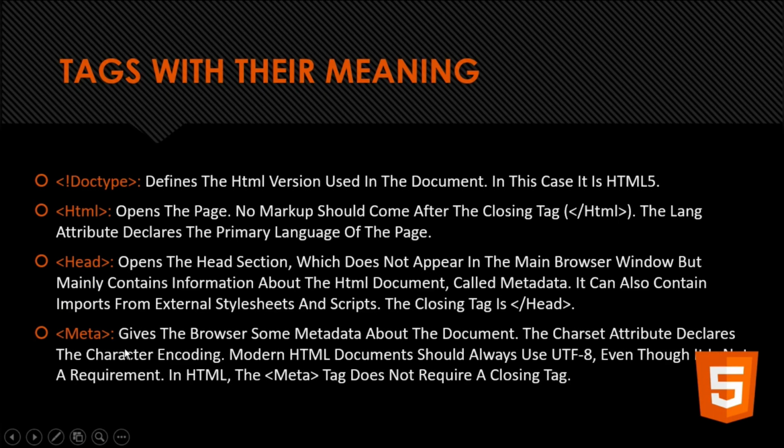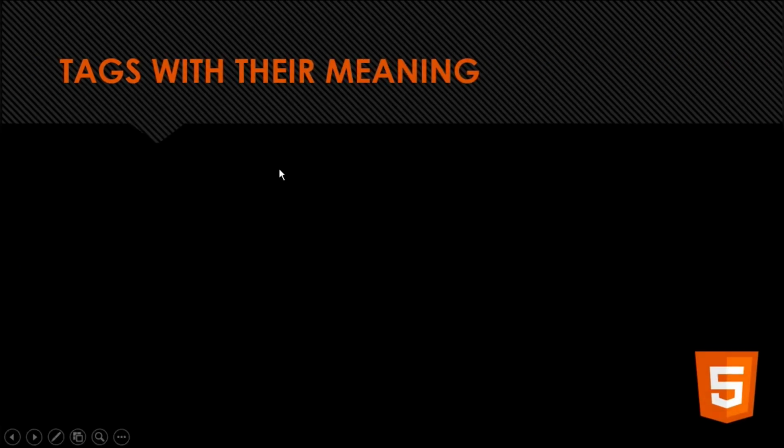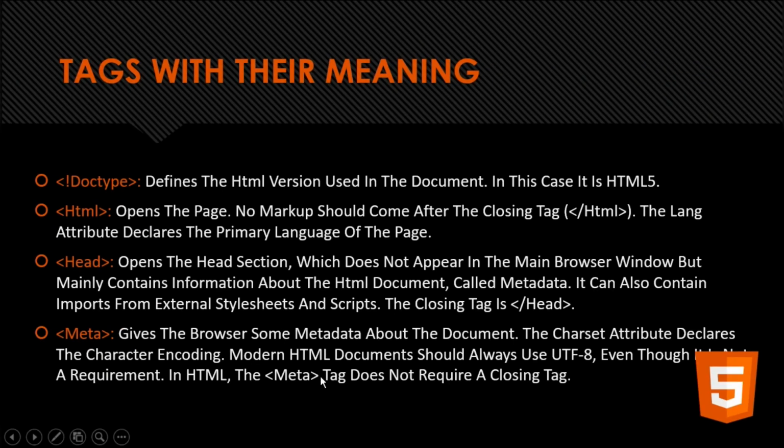And meta, what are meta tags? You have seen it a lot in web pages. What are they? They simply give the browser some metadata about the document. They mainly give some information to our browser about our HTML document. And modern HTML documents should always use UTF-8. Whenever you are using a meta tag, you should use UTF-8, because nowadays in modern web browsers it is good to use it.